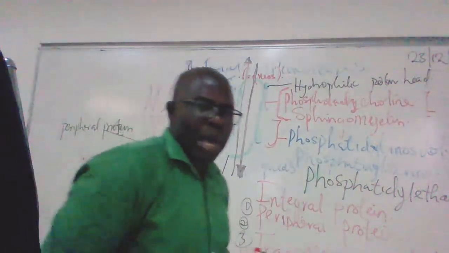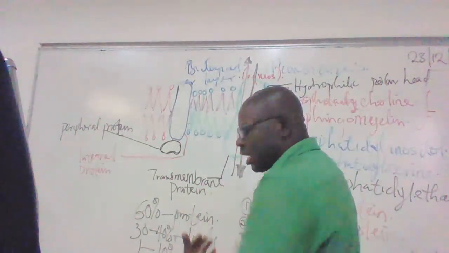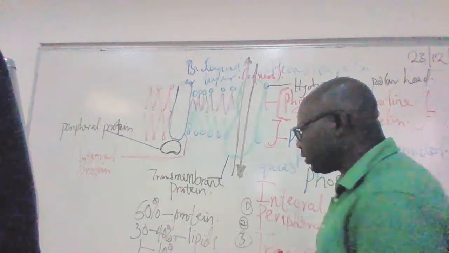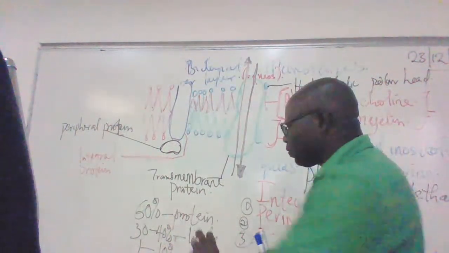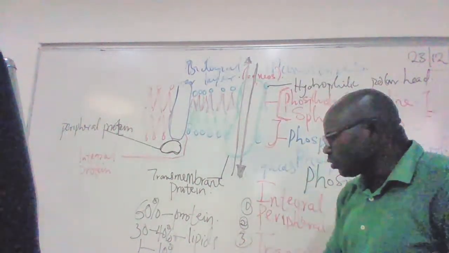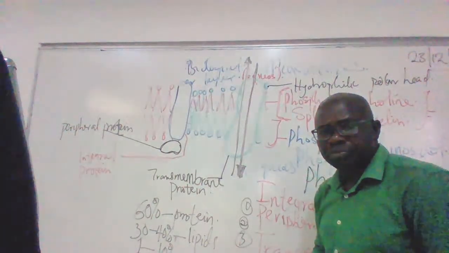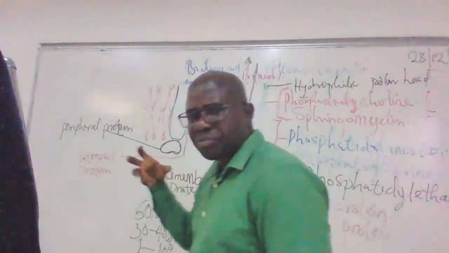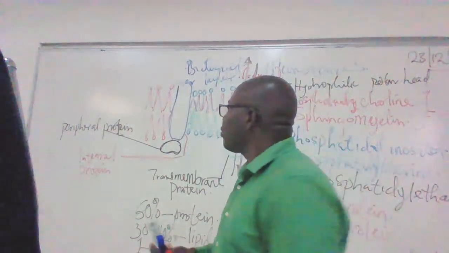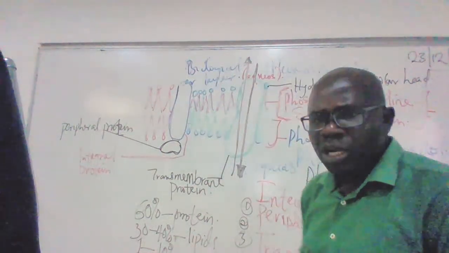All right, by composition of biomolecules, we can come to the percentage contents of the biomolecules we have in our biological membrane. The biological membrane is made up of 60% of protein, about 30 to 40% of lipids, and about 1 to 10% of carbohydrates. All right? So this is what makes our biological membrane.